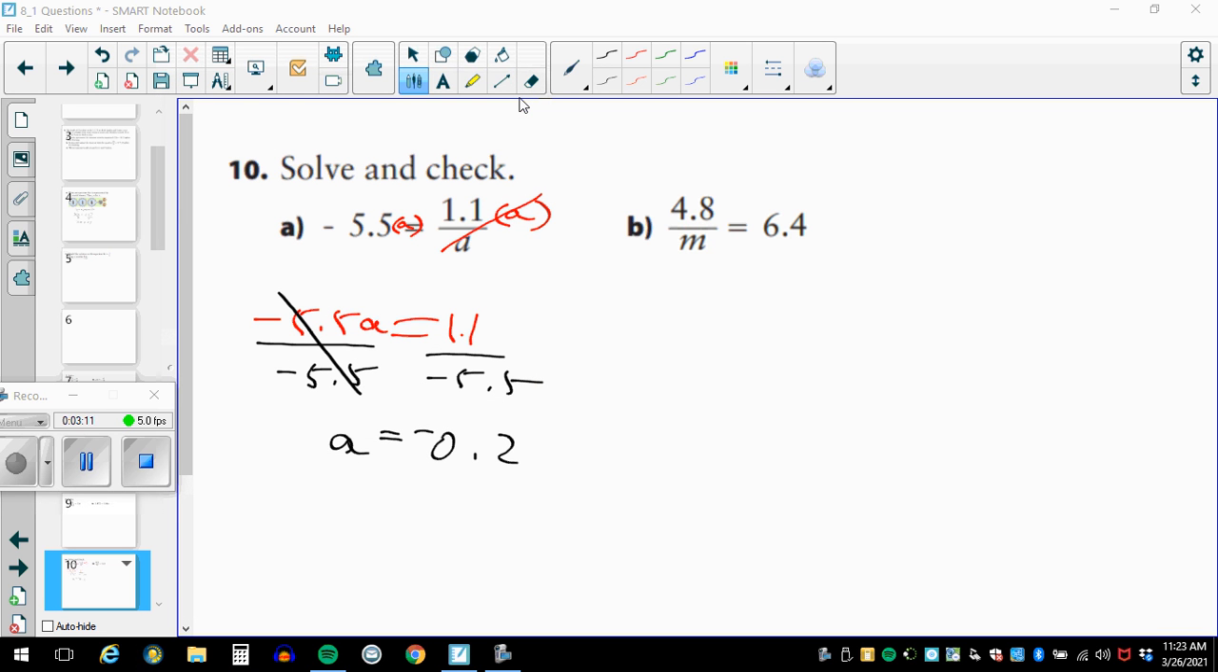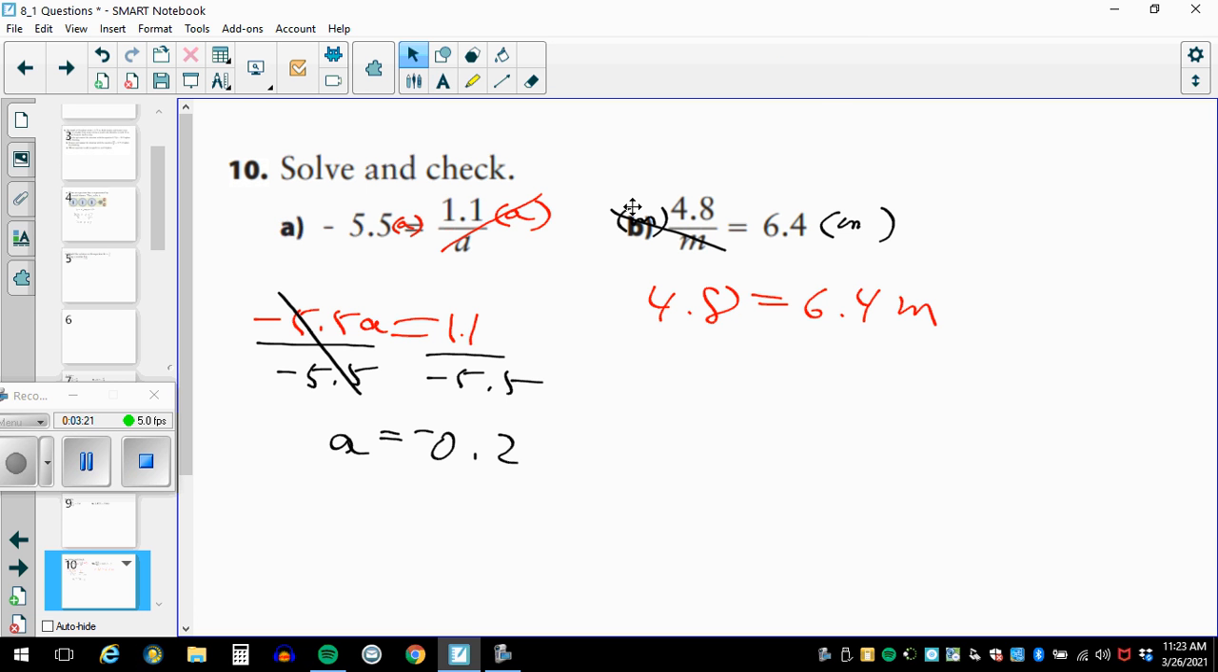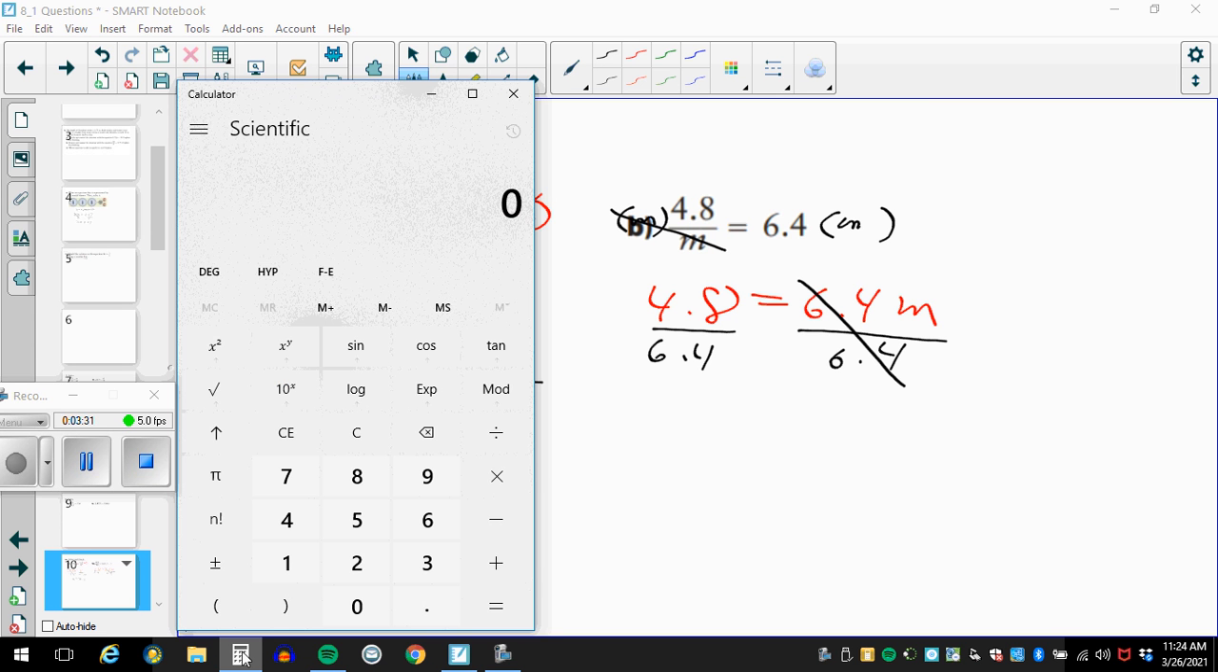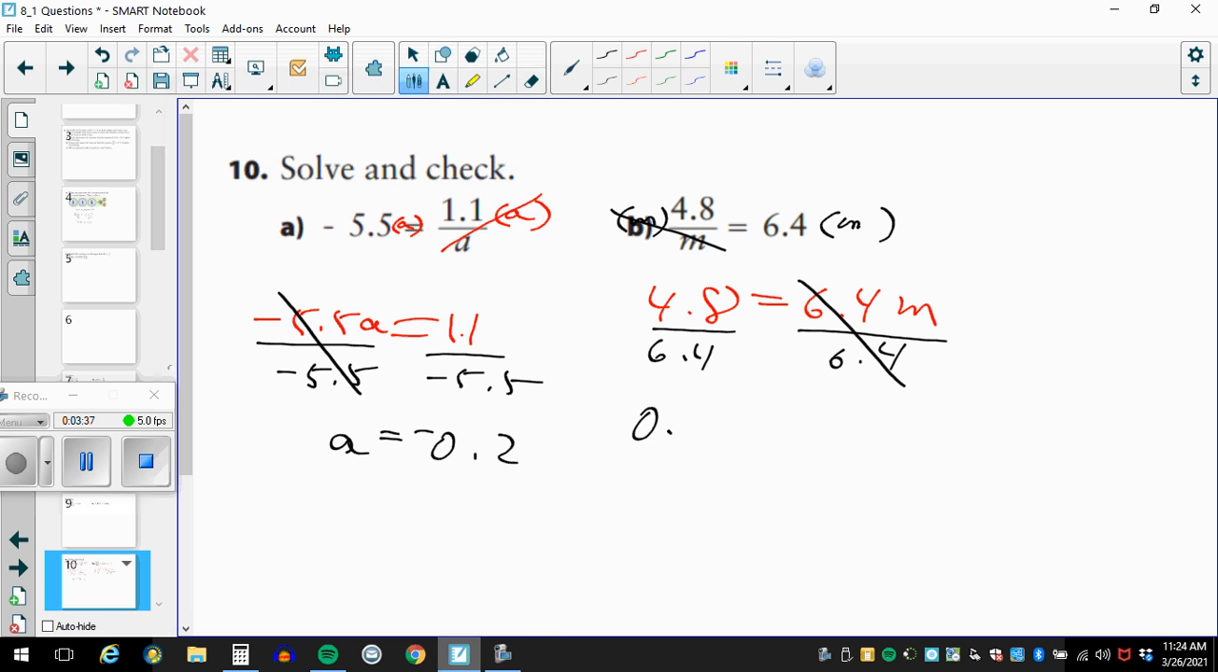In my second one, I'm going to multiply both sides by m. Grab a different color here. 4.8 is equal to 6.4m. Step 2 would be divide both sides by the coefficient. Here I can't do that mental math. I have $4.80 divided into piles of $6.40. I can make 3/4 of a pile, and that is our answer for m.